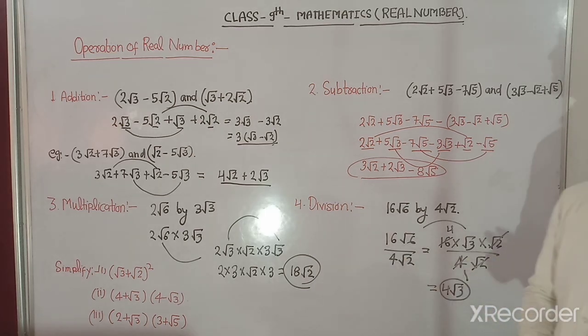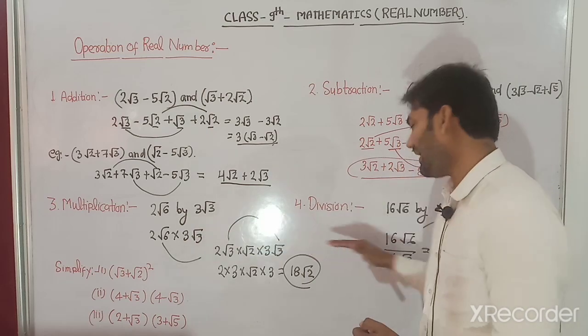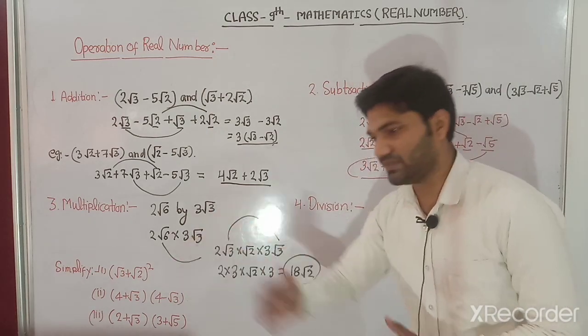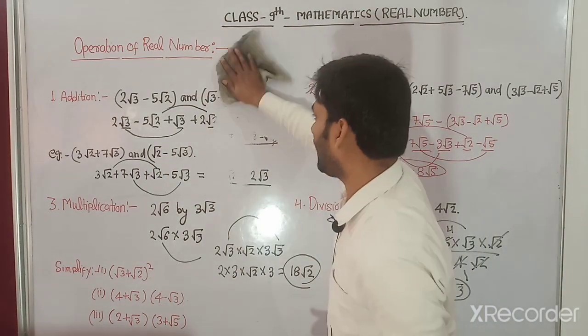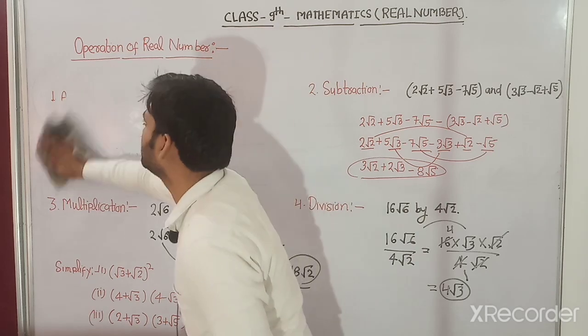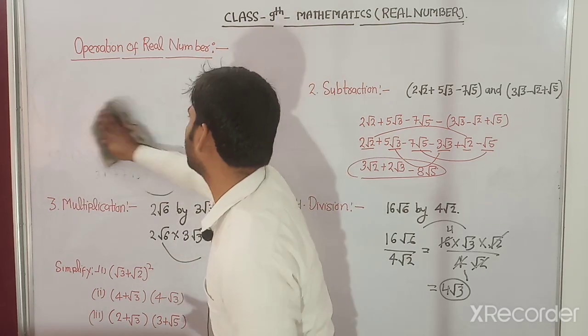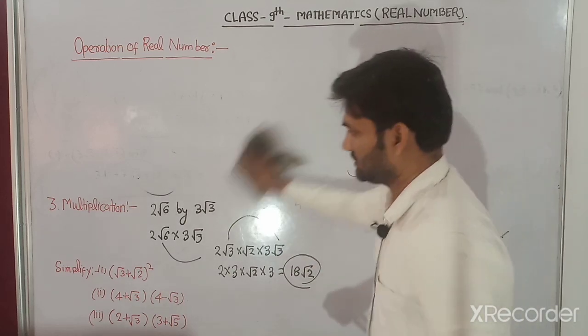This is the process of operations on real numbers: addition, subtraction, multiplication and division. Last, some questions based on simplification. They involve addition, multiplication and division. How to simplify these questions? Questions are given. Simplify these questions.